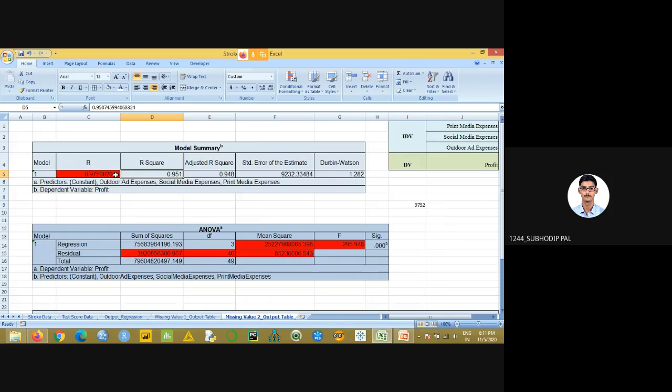The interpretation part means what is the meaning of this value? R value is this, R square value is this. What is the meaning of that particular value? Why am I calculating this one? What is the use of this R and R square and adjusted R square, all those things? Durbin-Watson, what is the meaning of this Durbin-Watson?